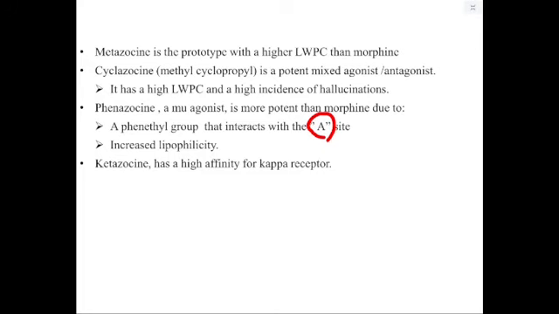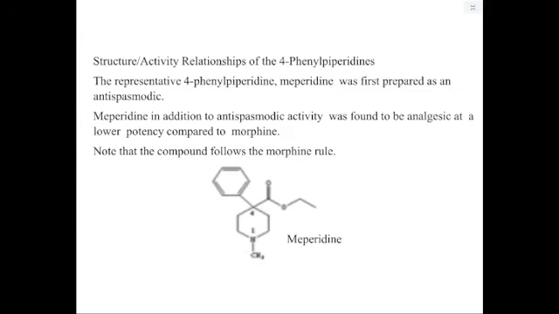Ketazocine was also found to have very high affinity for the kappa receptors, and indeed the name kappa is said to originate from ketazocine. So ketazocine was also found to have very good, high affinity for kappa receptors. So you find that these are drugs that, because of their very high potency, will also have a lot of abuse potential liabilities, and therefore must be given in a hospital setup if they have to be given, because of their liabilities.